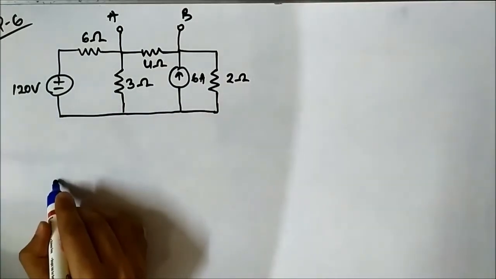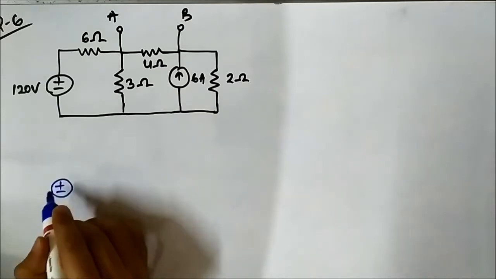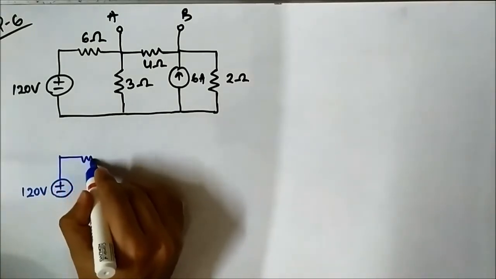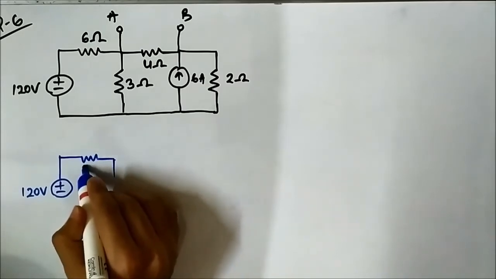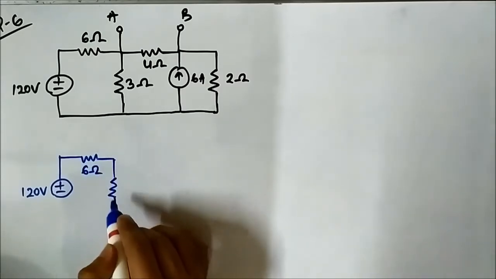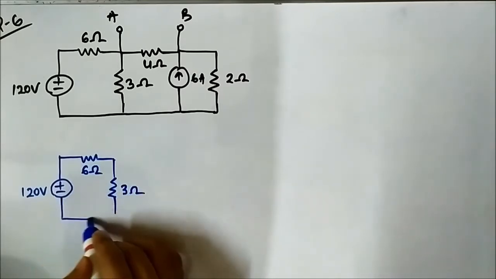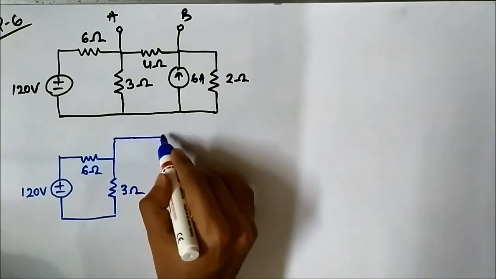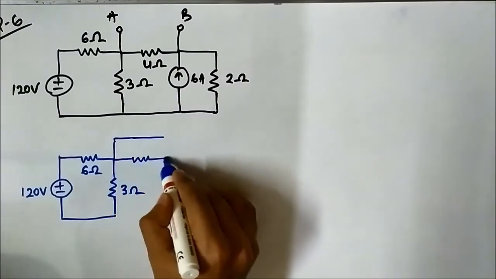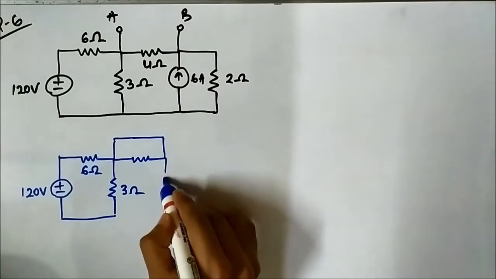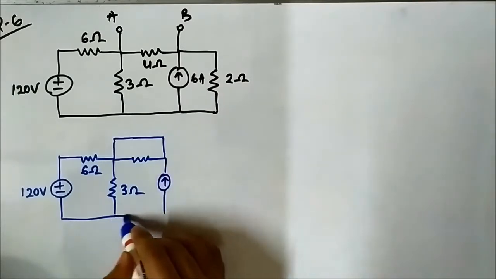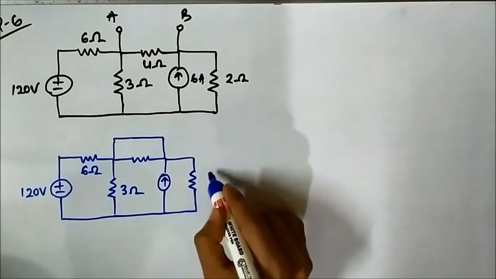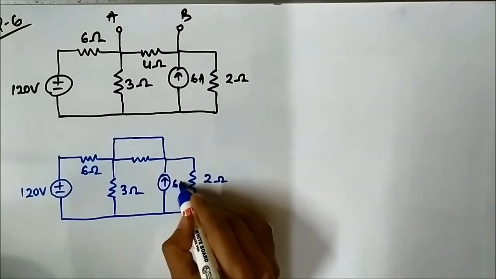So let us redraw the circuit. So we have 120 volt, then we have 6 ohm, then 3 ohm, then we will short circuit the two terminals, then we have 6 ampere, then we have 2 ohm.